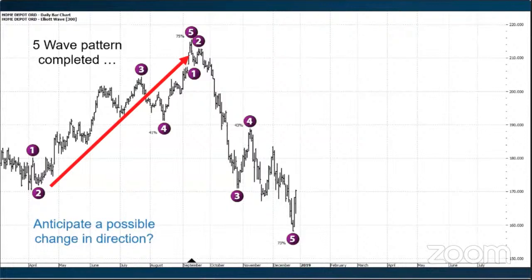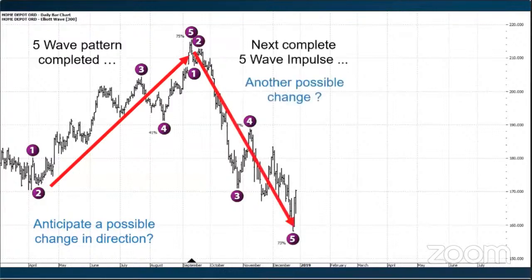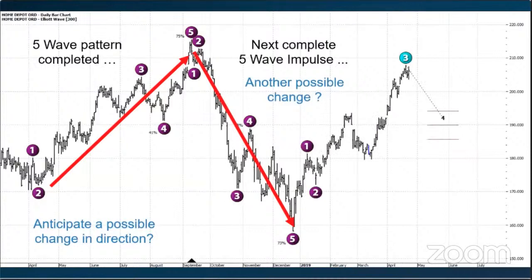We also talked about how Elliott wave works, whether they're uptrends or downtrends, and the impulses and corrections are determined by the direction of the general trend. Well, now we're down at the end of another wave 5. What's likely to happen? Another possible change in direction. And this process plays out over and over and over again.